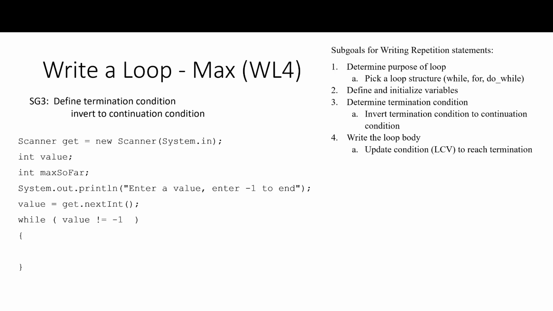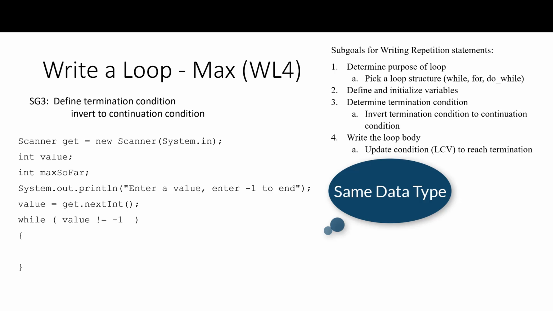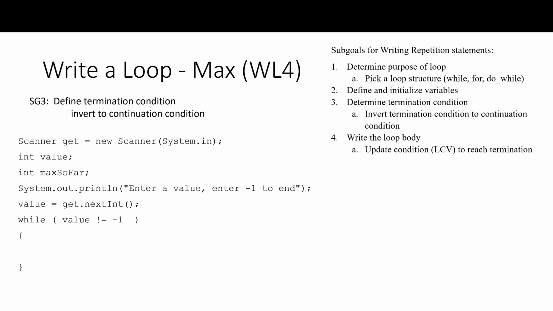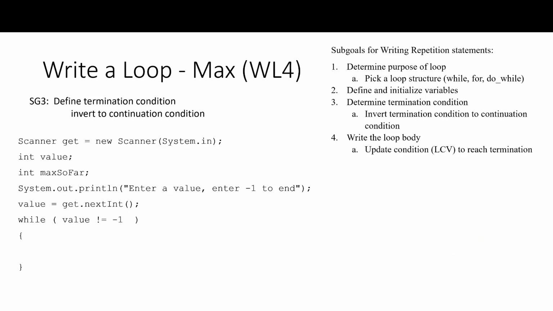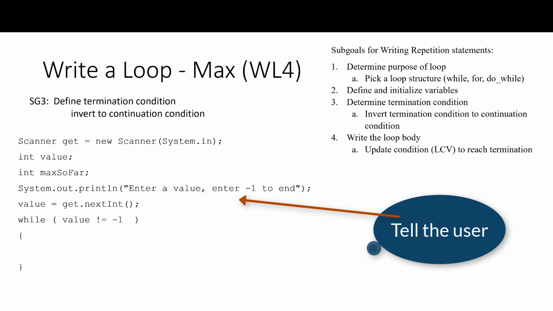Subgoal 3 is to determine the termination condition. In this case, we want to continue reading values until a Sentinel value is entered, so we need to pick the Sentinel value. The Sentinel value has to be one that is the same data type as the values we're reading, so in this case it needs to be an integer. 2, it needs to be a value that is not readily occurring in the data that we're reading. In other words, it needs to be a value that's not typically one of those that would be entered for that data. 3, we need to tell the user what the Sentinel is.